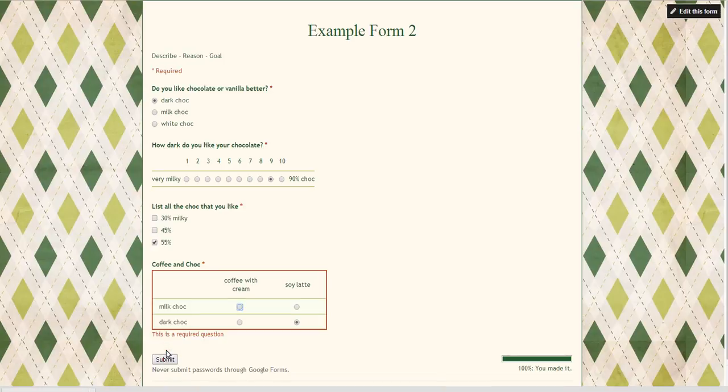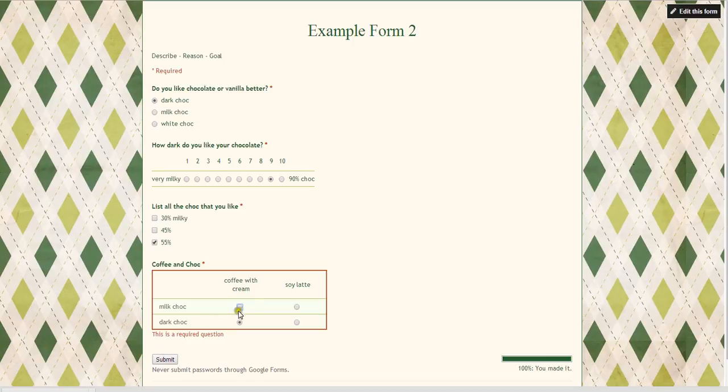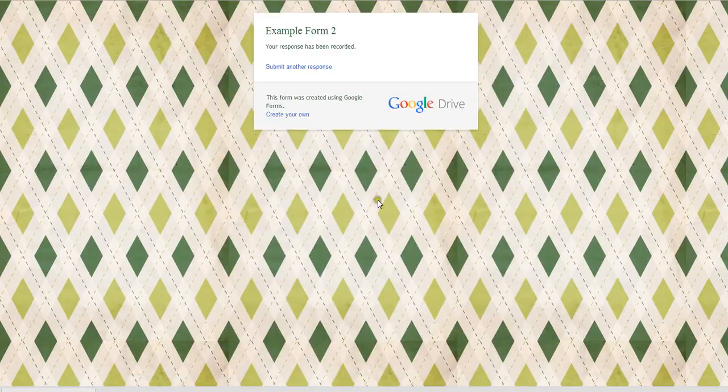Uh-oh, I didn't fill this out correctly. That's what happens when you force somebody to fill out a question completely. So it looks like I also have to choose, if I'm having coffee with cream, whether I want dark or light. Well, I better go ahead and do that too. And I'll try to. It's not letting me. That's curious. There we go. Now it's happy. That was a little bit odd, but we're going to go with it.